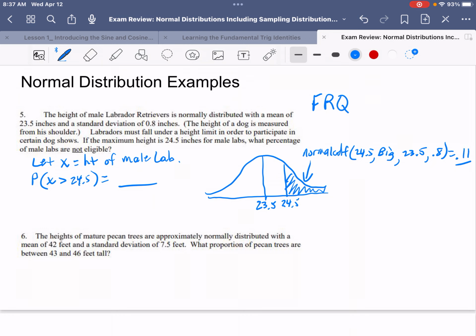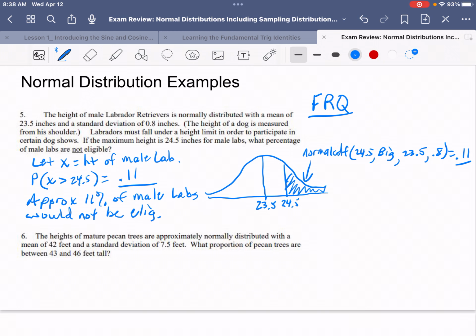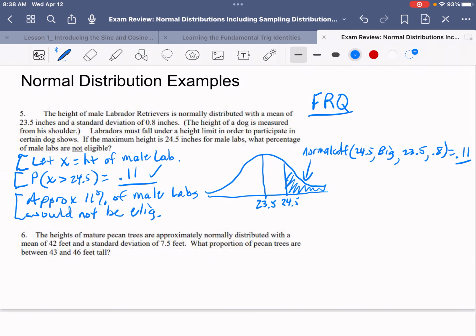0.11-ish. Okay, so if you're in a free response question setting, you should write a complete sentence. Approximately 11% of male labs would not be eligible. So I've defined a variable, I've symbolically stated the question, I've answered the question, I've written a complete sentence, and I have a picture.